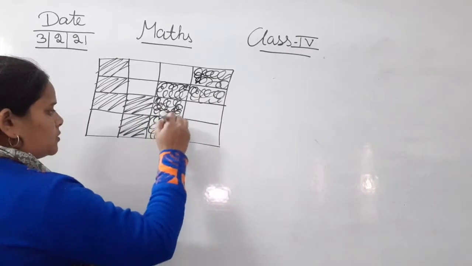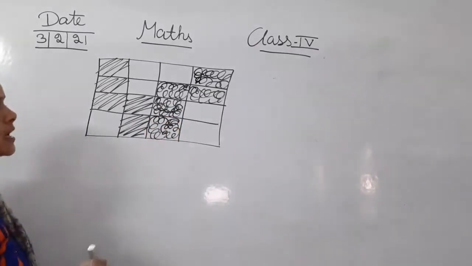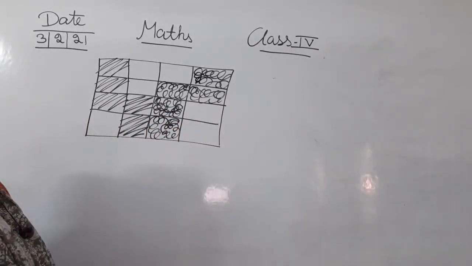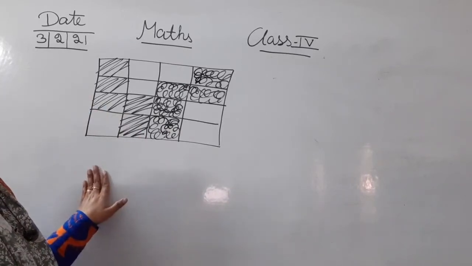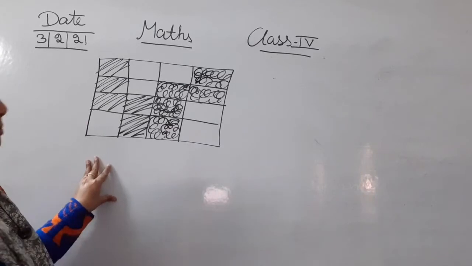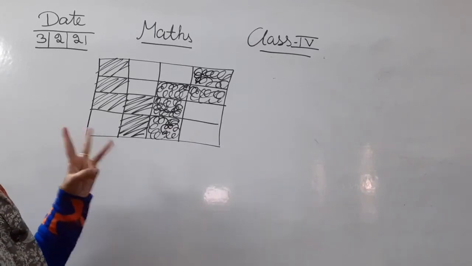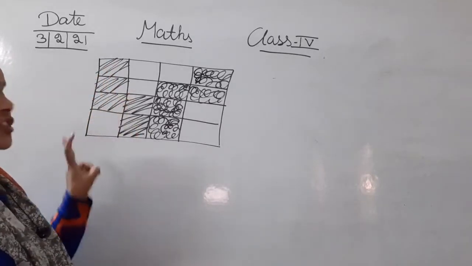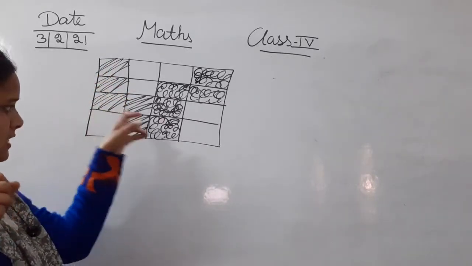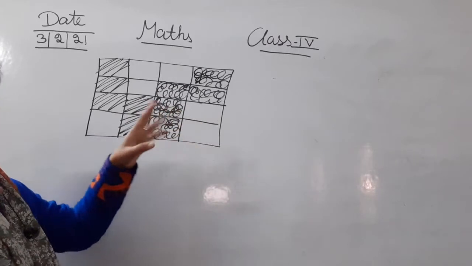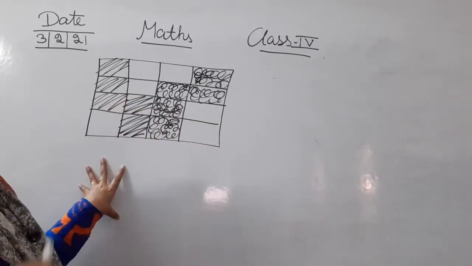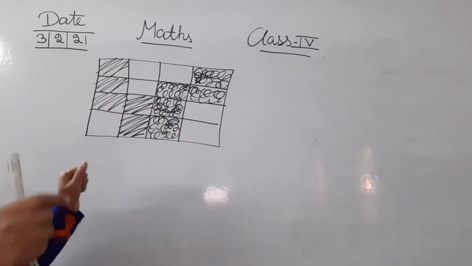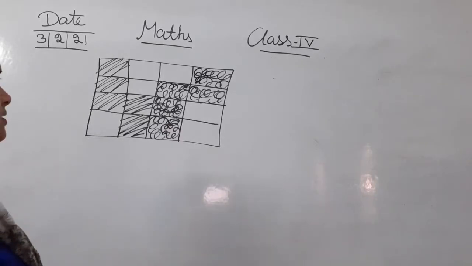So now the question is: add the fraction of the shaded part of this given figure. As you can observe, this figure is shaded with two different patterns. The first one is like a line and the second is a circle one. So you can see that this given figure is shaded with two different patterns.